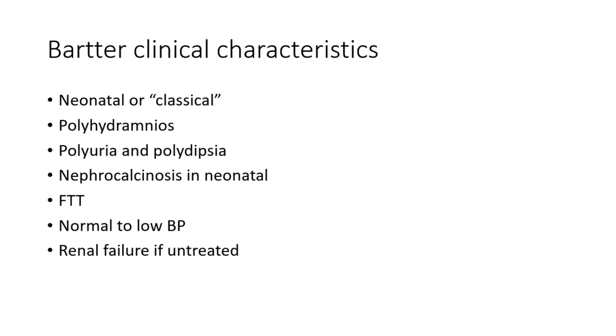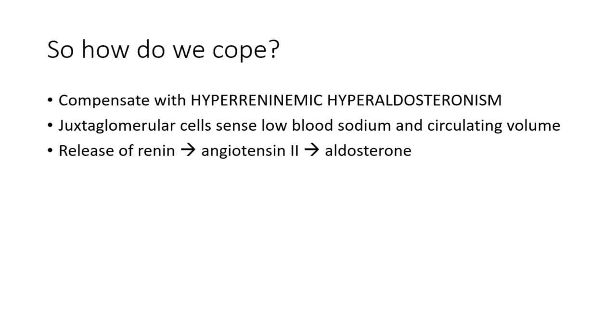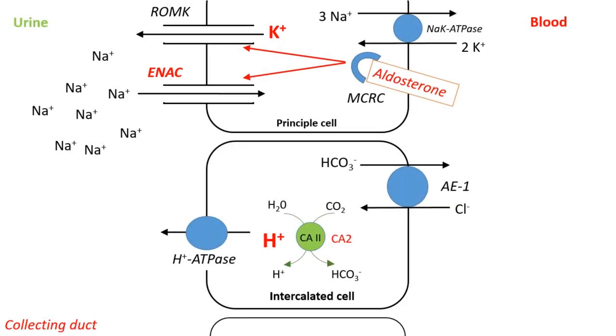Yeah, so Ash has written aldosterone, absolutely. So we have hyperreninemic hyperaldosteronism. We have juxtaglomerular cells in our kidneys, which can sense low sodium and a low circulating volume, and therefore we release renin when we have low salt levels and a low circulating volume, which leads on to the release of aldosterone. And aldosterone works in the collecting duct, and we have two types of cells in the collecting duct. We have principal cells and intercalated cells, and these are alternating cells down the length of that collecting duct.